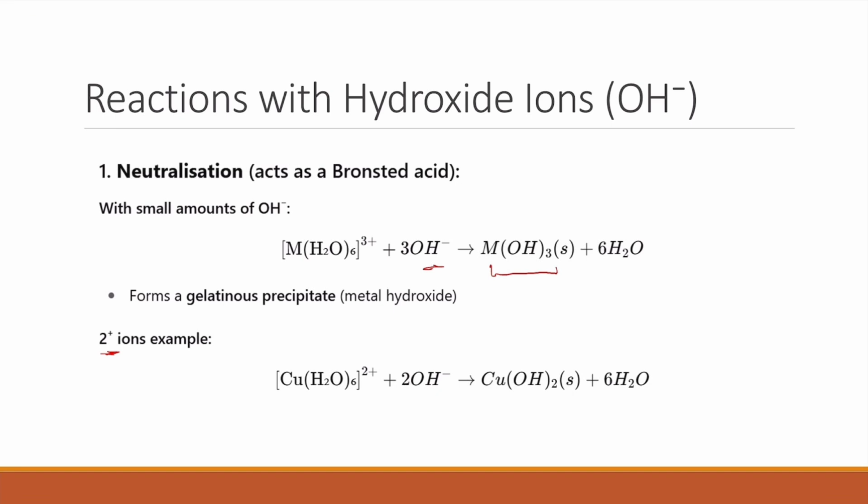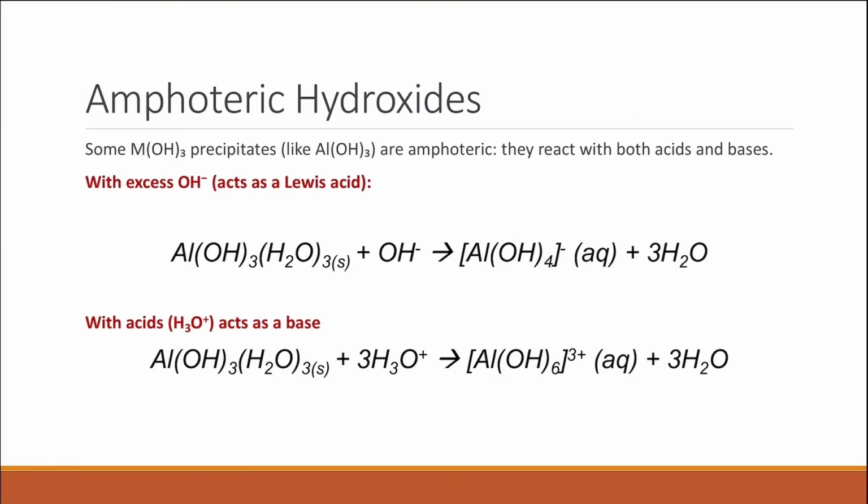So the 2+ ions will donate two protons from two different molecules of water and will give you the hydroxide. You can either write the hydroxide like this, or you can write it as two of the water as a complex ion and two of the hydroxide.